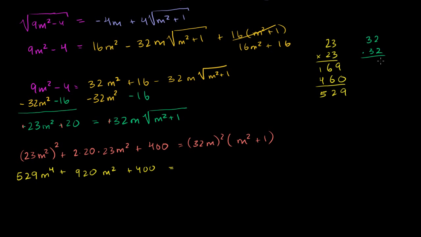So we have 2 times 2 is 4. 2 times 3 is 6. And they put a 0 here. 3 times 2 is 6. 3 times 3 is 9.